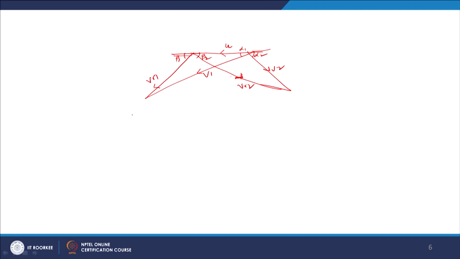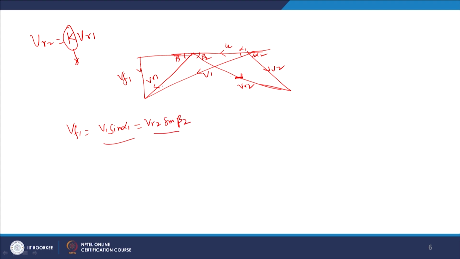So, this is known as VR2 is equal to K VR1. This K is known as blade velocity coefficient. And there is also one velocity factor, that is VF1. This VF1 is nothing but V1 sine alpha 1, or VR1 sine beta 1, both are the same. So, this is velocity of flow.